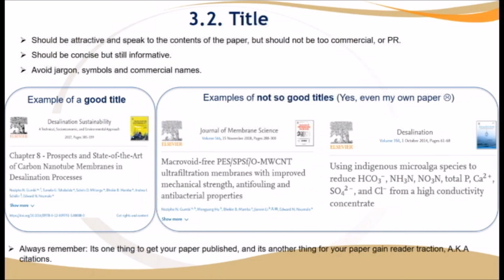Always remember, it is one thing to get your paper published, and it's another for your paper to gain reader traction. Reader traction, what I mean by that is to get citations. When you get cited for your publication, you can look at it in two ways. You get cited because people are in agreement with what you are saying. So every time they come across a similar thing that you have reported, they will cite you to say, this is what we found, and previous researchers such as this one cited have also found a similar situation.